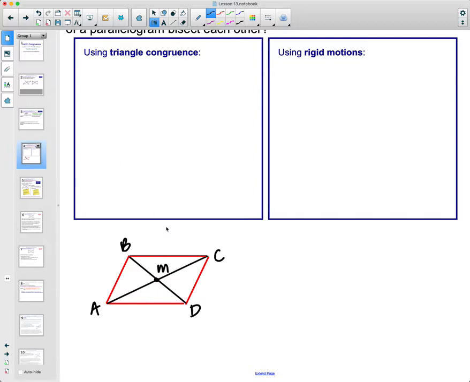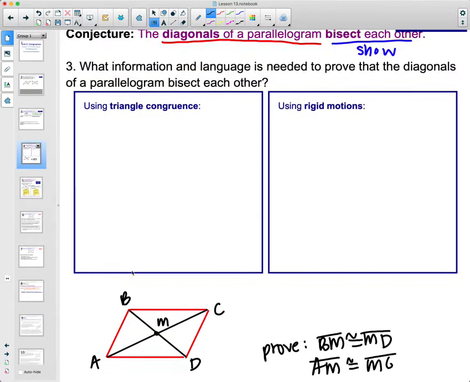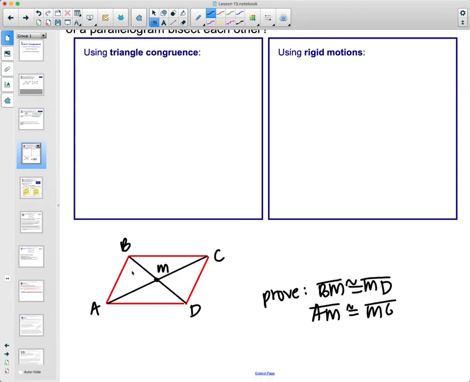So we are trying to prove that BM is congruent to MD, and that AM is congruent to MC. Those are the two things we're trying to prove in this. And again, we're given that it is a parallelogram, so we know all of the other properties of parallelograms that we have.